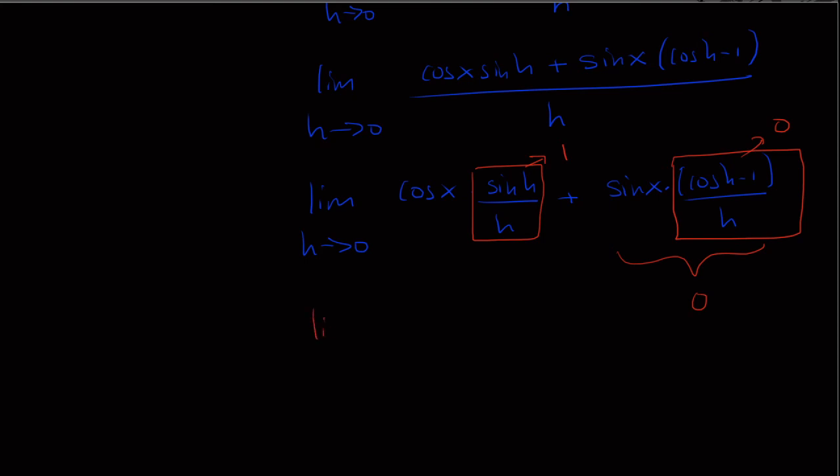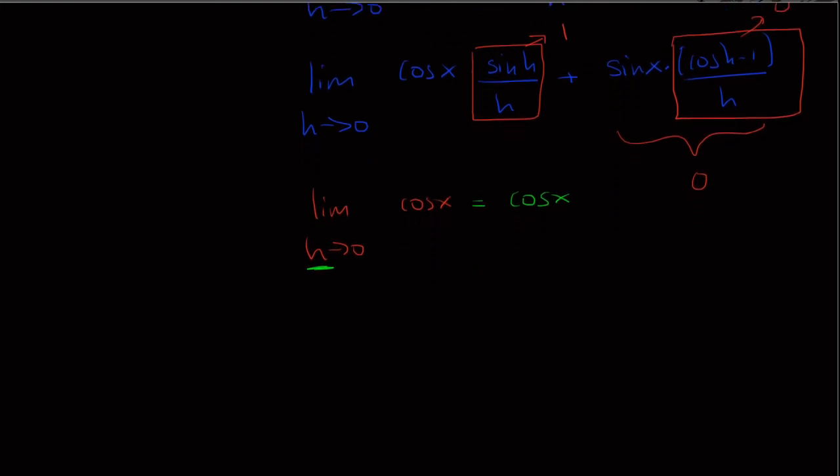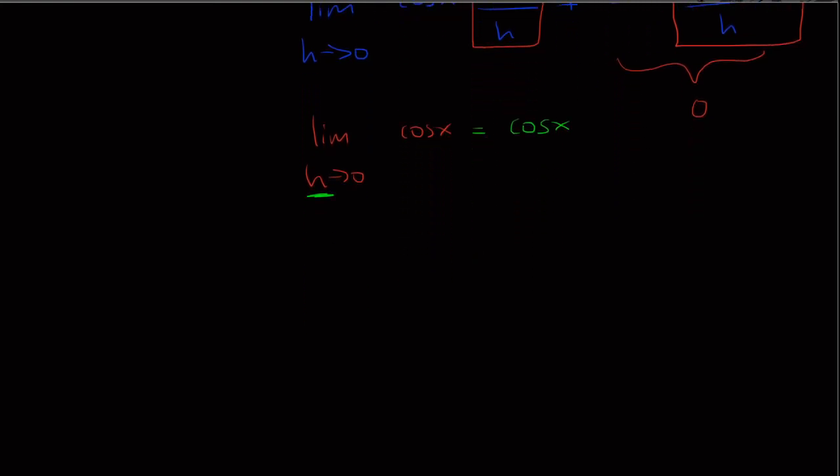I'm left with the limit as h approaches 0 of cosine of x. And because cosine of x does not depend on h, cosine of x is a constant. So cosine x is going to be my limit, since the limit of a constant is the constant. So we conclude that the derivative of sine of x is going to be cosine of x.